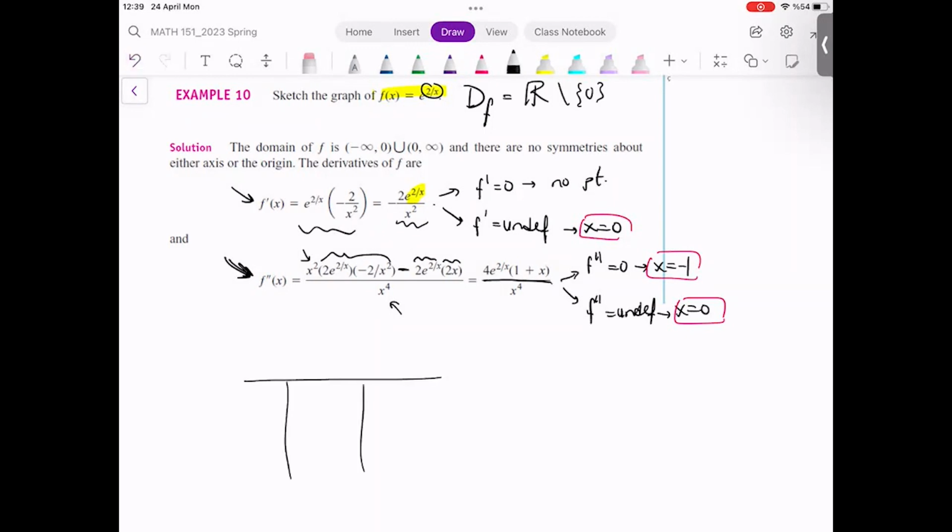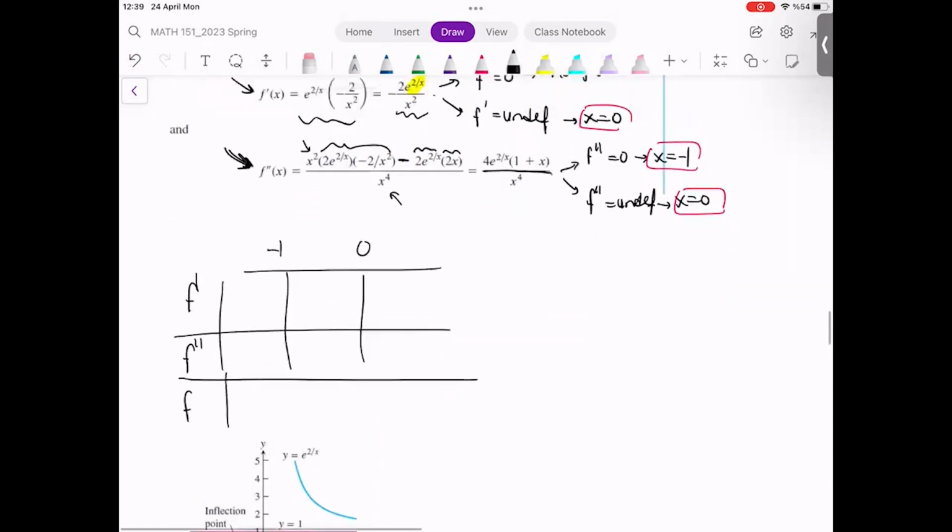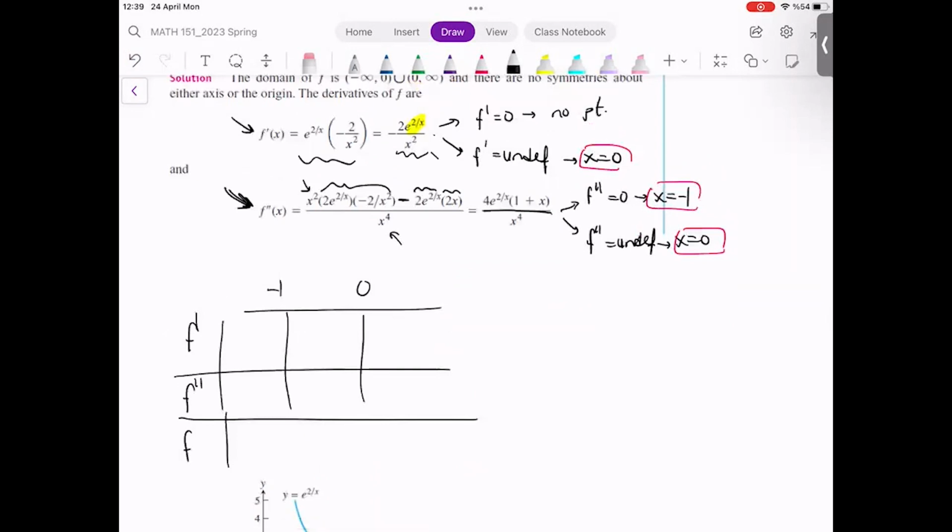Insert your points into your sign table: minus 1, 0, and then the first derivative, second derivative, then the function itself. Okay, before minus 1, look at your first derivative function. Here, e to the power 2 over x and x squared are always positive. But you need to be careful about this minus sign. Because of this minus sign in front, your first derivative function is always negative. It is undefined at 0, so let's put a double line here. Also, the second derivative function is undefined at 0, double line.